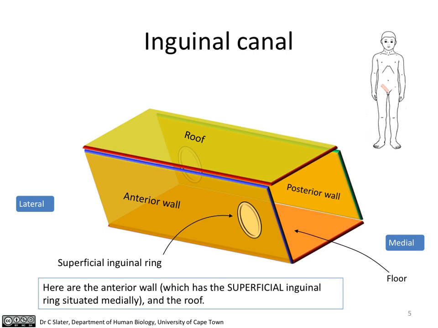Now let's replace the roof and the anterior wall. I've made the roof slightly transparent, and so too the anterior wall, and through the top of the transparent roof you can see the weakness in the posterior wall, which is the deep inguinal ring. However, now in the anterior wall you can see that there's a defect represented by a similar circle over here, and this is known as the superficial inguinal ring. So the superficial inguinal ring is found medially in the anterior wall, while the deep inguinal ring is found laterally in the posterior wall.